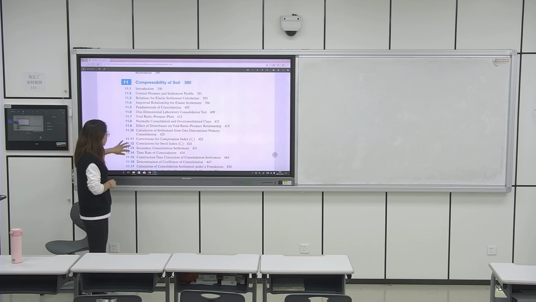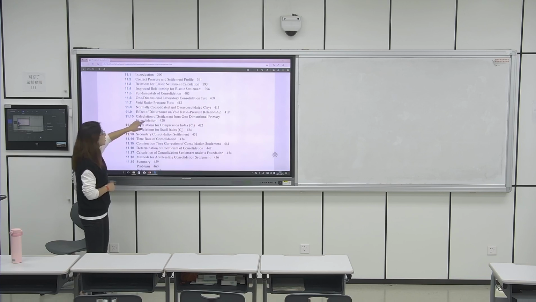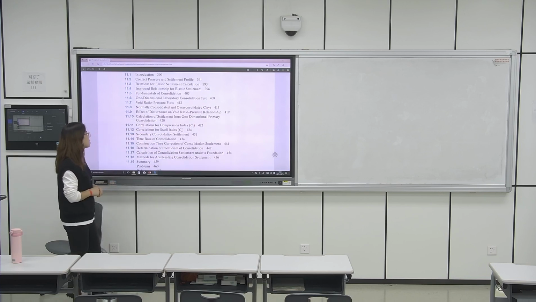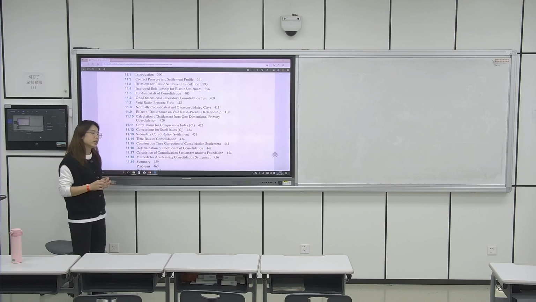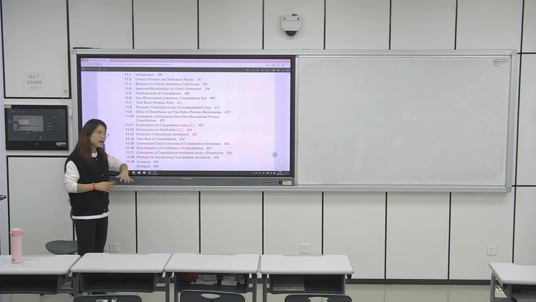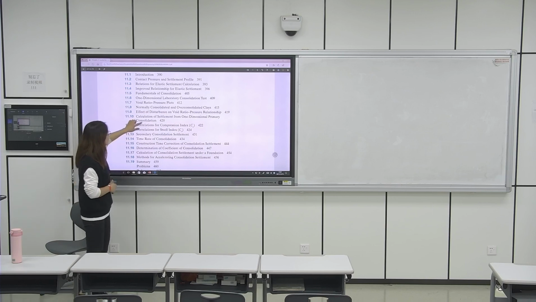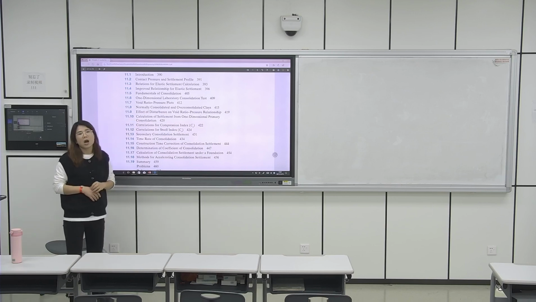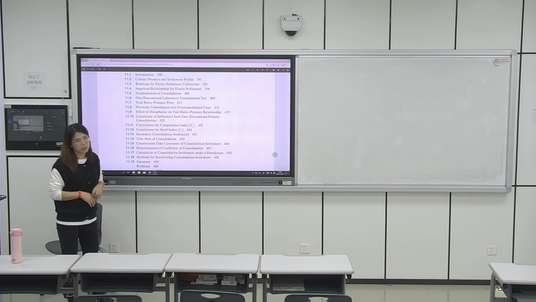And later we explained how to calculate the settlement for the one-dimension primary consolidation. Use the void ratio pressure plot. Actually, we need to use Cc here. But if the applied pressure crosses the pre-consolidation pressure, we need to also consider the flatter part, right? Here we actually introduced two important equations to calculate settlement, right?